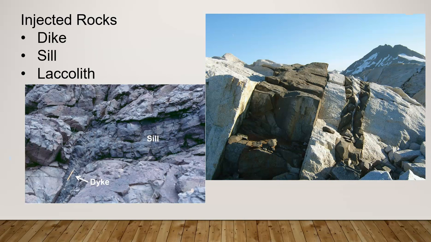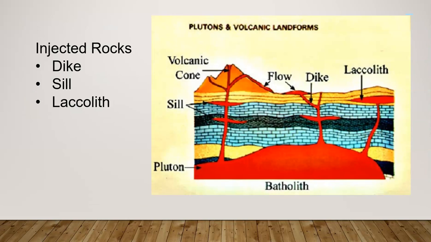Injected rocks form the smaller intrusions such as dikes, sills, and laccoliths. A dike is formed by the injection of a magma into a relatively narrow fissure not parallel to the bedding plane of a sedimentary rock. If the fissure is parallel, a sill is produced. The term laccolith is used for a dome-shaped intrusion which has a bowed or overlying strata.